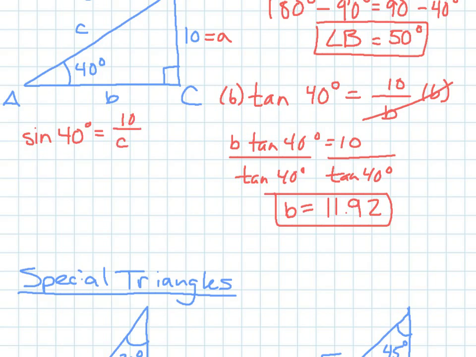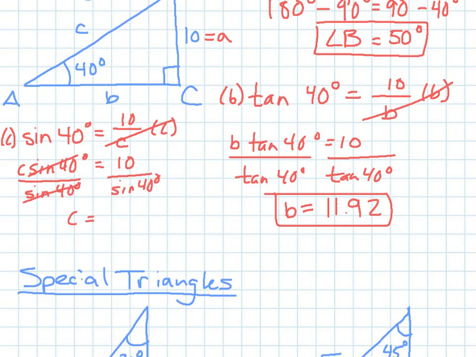And it'd be the same kind of calculation. So you multiply both sides by C, you cancel out, and then divide both sides by sine of 40 degrees. So then now 10 divided by sine of 40 degrees would be 15.56. Okay? And so now I found my three pieces. Angle B is 50 degrees, side B is 11.92, and C is 15.56.